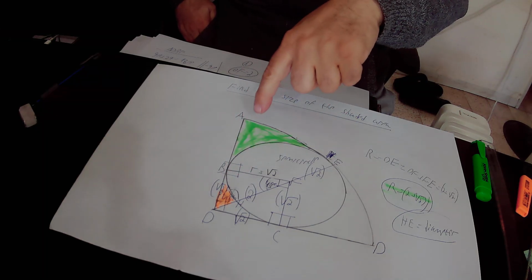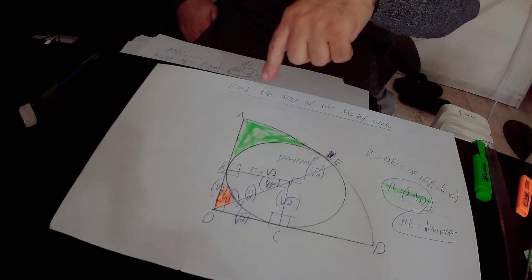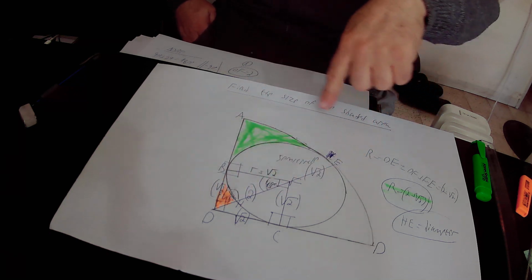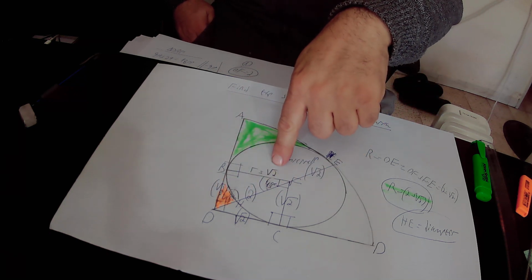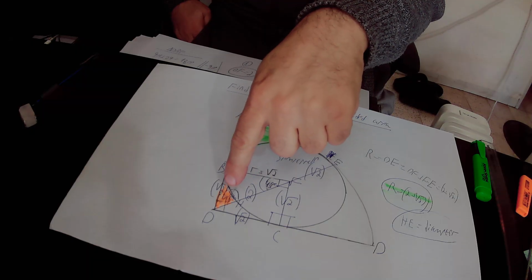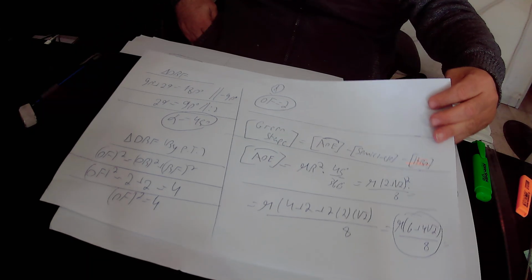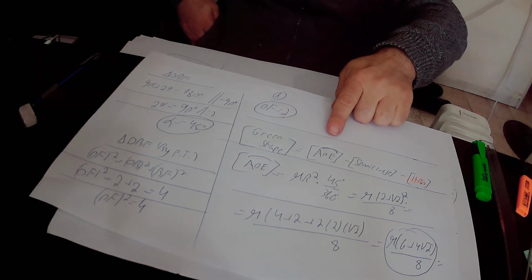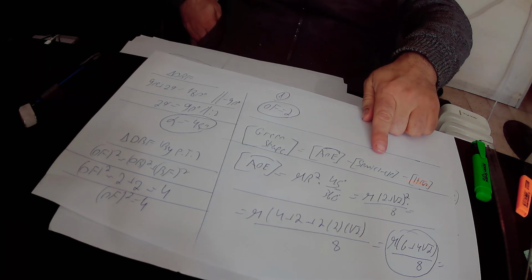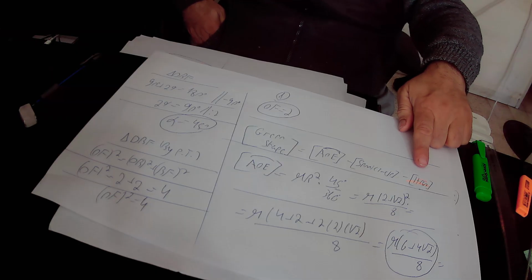Again, the area of the green shape in total equals the area of the big sector AOE minus the area of the small semicircle minus the area of the orange shape HBO.